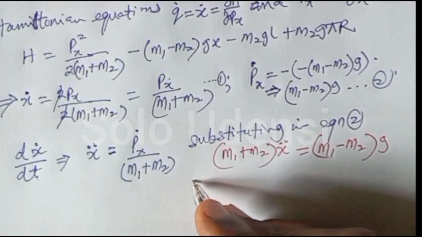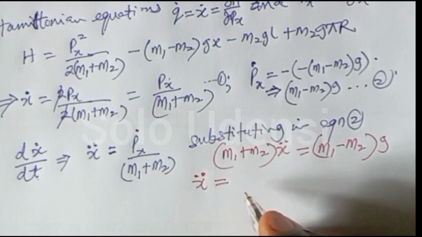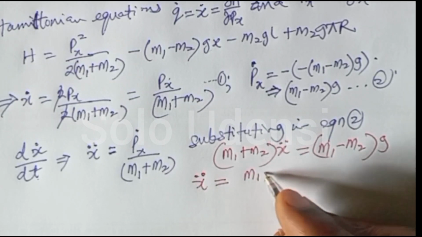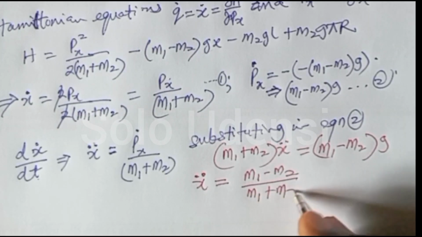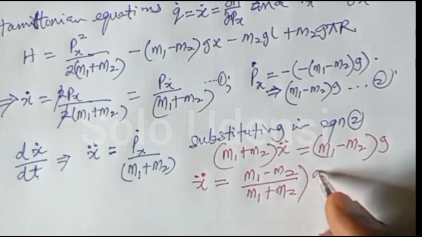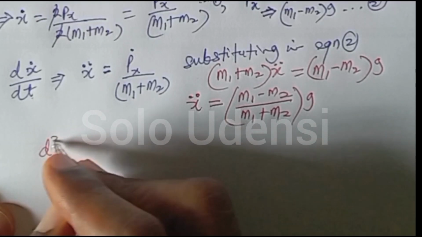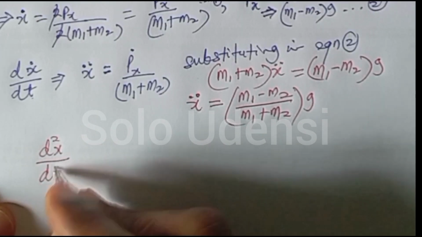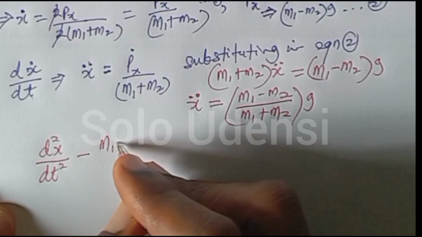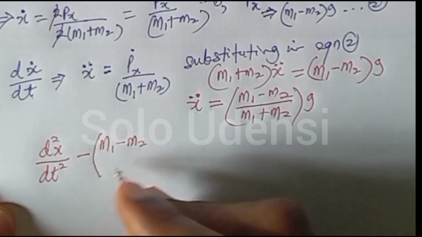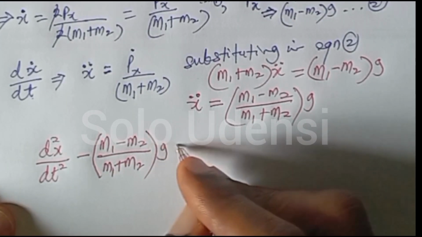So if we make our acceleration the subject, that's the equation of motion, we'll have (M1 minus M2) over (M1 plus M2) times g. So in other words, d squared x over dt squared minus (M1 minus M2) over (M1 plus M2) g is equal to 0.